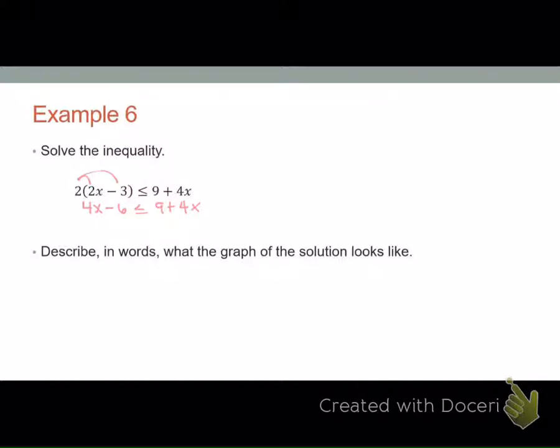Alyssa, what would you do? Let's do this right this time. Cassie, what would I do next? Oh, okay, hold on. Just going ahead. That's fine, take your time. I added the 6 to the 9. So I get 4x is less than or equal to 15 plus 4x.